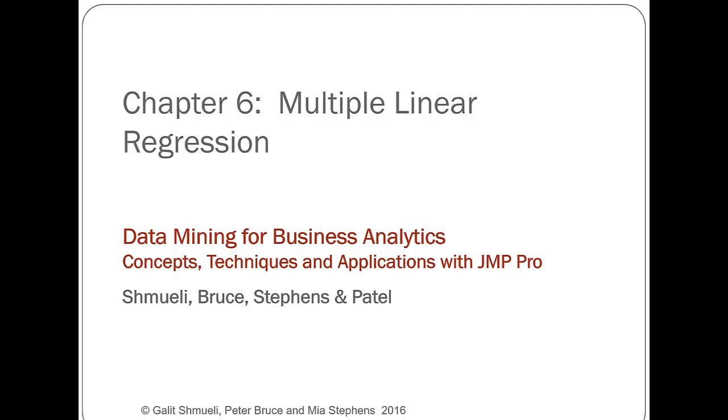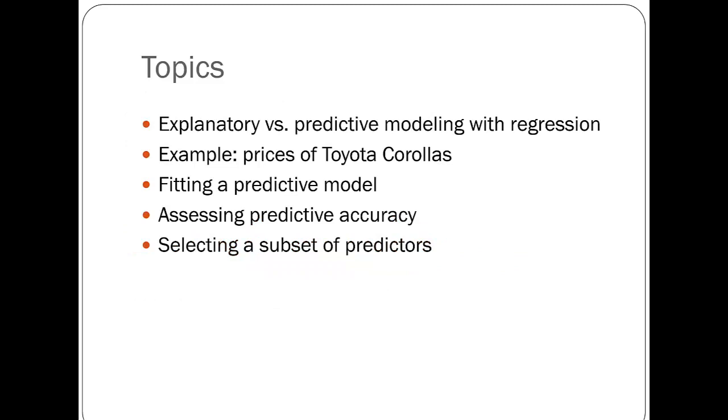And this is really the exciting part of the course, where we start talking about the different models and how do we make predictions. And so we're going to talk about the difference between explanatory and predictive modeling. We'll look at an example with Toyota Corolla prices. Then we'll talk about how to fit the predictive model and assess the accuracy of the predictions. And then in the next video, we will talk about selecting a subset of the predictors.